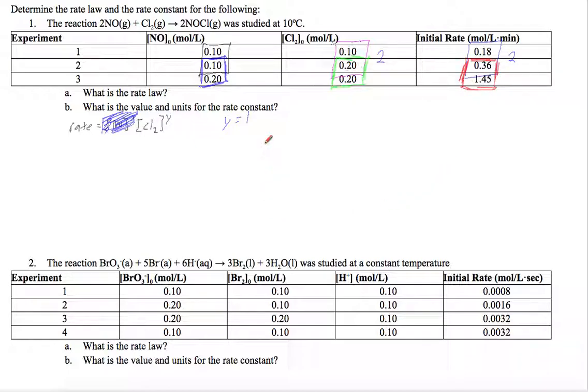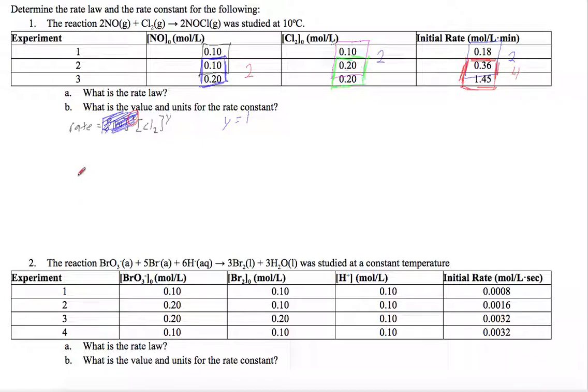All right, so if we look from here, chlorine is constant. We have a double here. This goes up by a factor of 4. That means that 2 squared is equal to 4. Therefore, the value for x right here, which I kind of crossed out, is going to be 2.